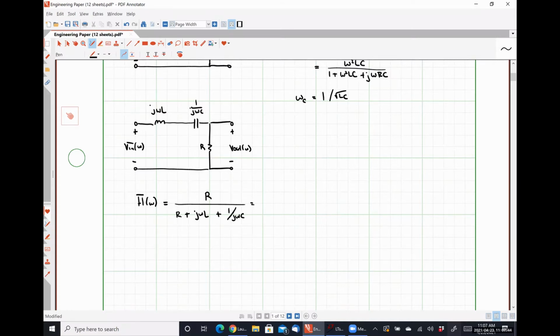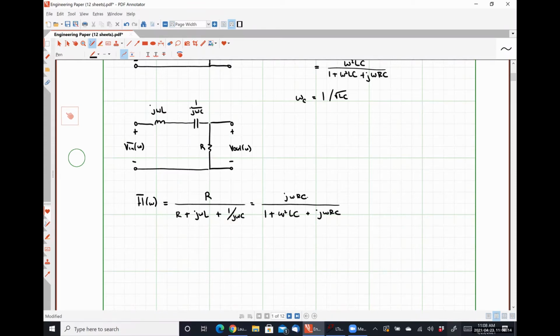And when we multiply through by a factor of j omega C over j omega C, we get in the denominator 1 plus omega squared LC plus j omega RC. And in our numerator, we are going to have j omega RC. So this is our transfer function.